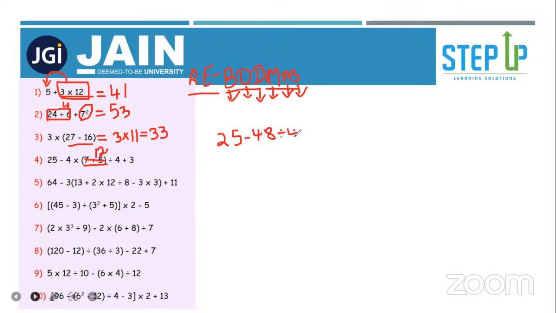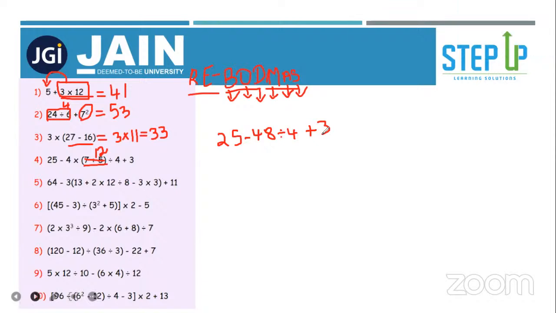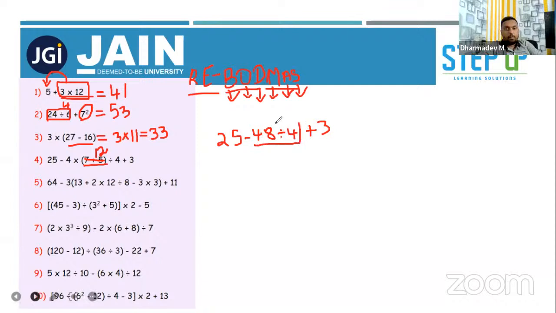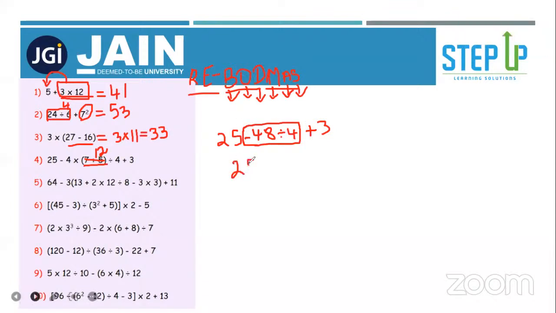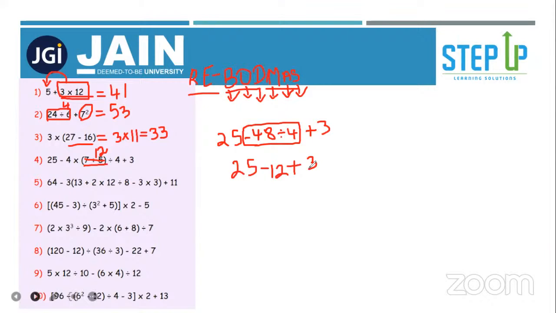Yeah. Okay, now what will be your next step? Oh, we have to divide. Yes, 48 divided by 4. How much? It will give us -12. Yes, what is 25 minus 12? That's 13.